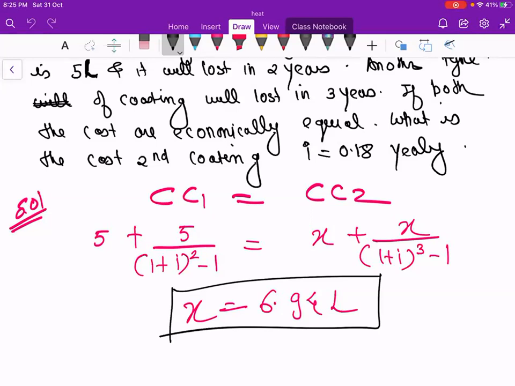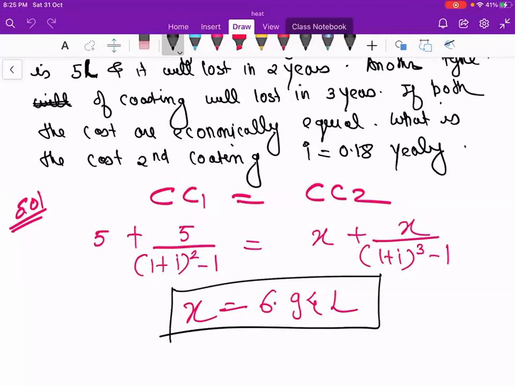Mostly in the system, they will specify how much capitalized cost will be required. The company that gives the least capitalized cost, we have to select the equipment from that company. The condition applied is that the quality is the same.